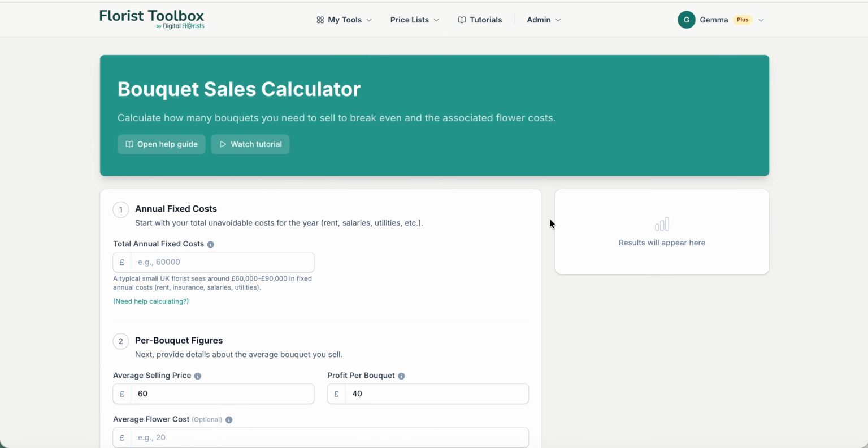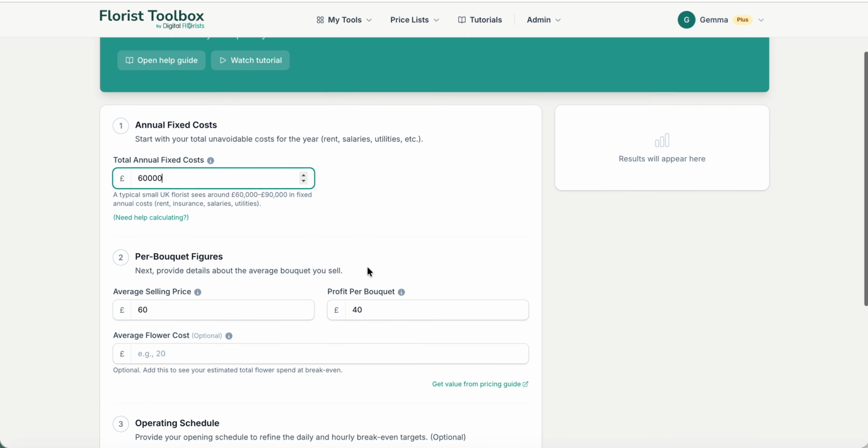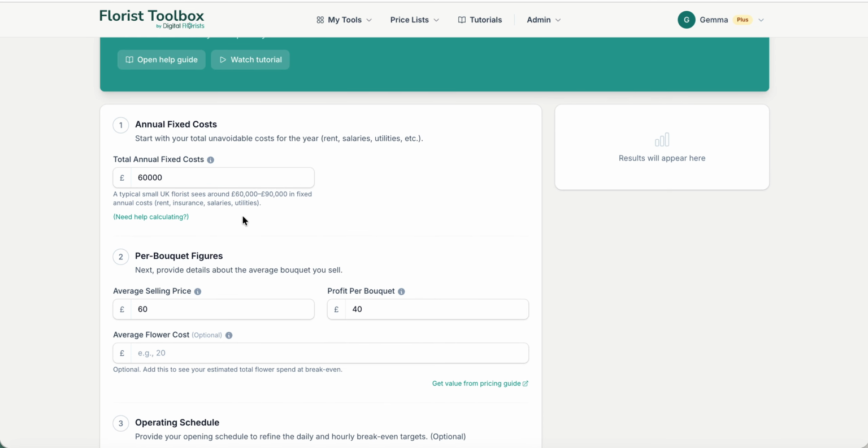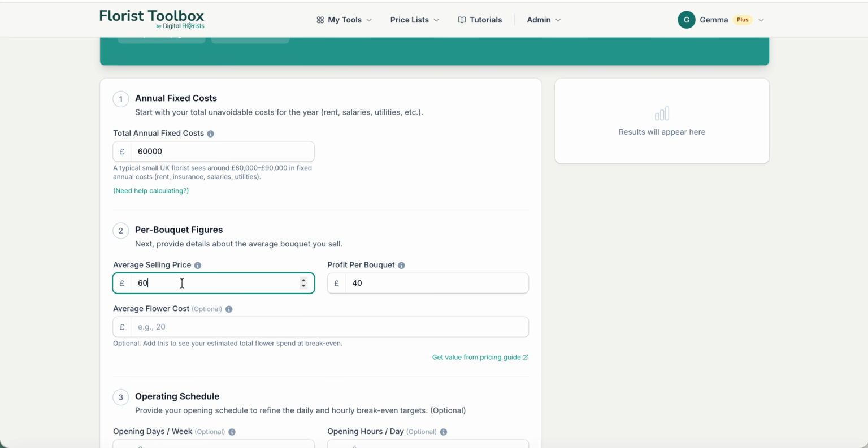So I'm going to click on this. For the purpose of this, we're going to say the costs are 60,000. And if you've got staff, that would be rather a lot more. But for the purpose of this, we'll do that. And we're going to say the average selling price is 60. And we're going to say the profit per bouquet.